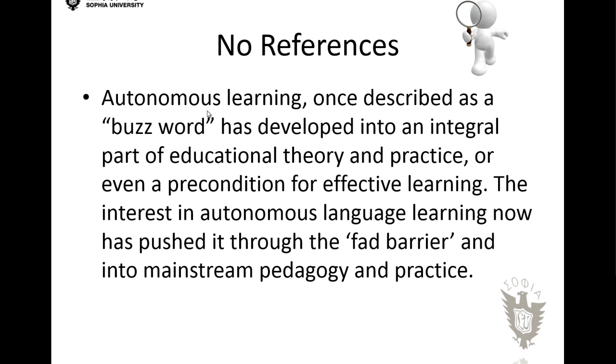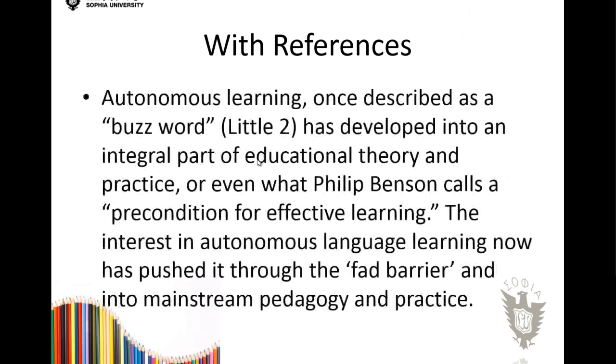a big problem here is that there's an actual quote, buzzword. If you're going to use it with references, you need to cite who said the word buzzword, and also it needs to reference anyone you're paraphrasing. So here you could say autonomous learning, once described as a buzzword, has developed into an integral part of educational theory and practice, or even what Philip Benson calls a precondition for effective learning.